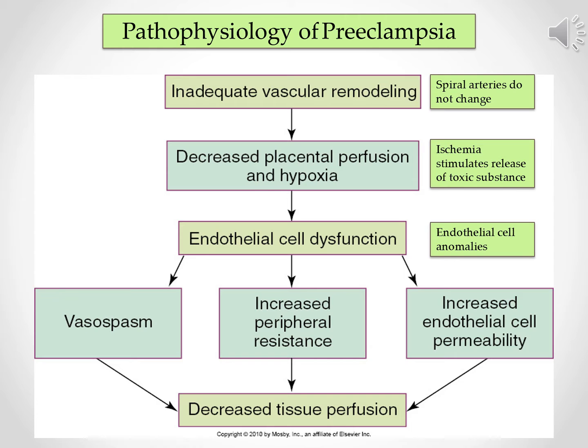The placental ischemia, resulting from the decreased perfusion, releases toxins, and those toxins will affect the endothelial cells, resulting in endothelial cell dysfunction. The result of the endothelial cell anomalies related to the toxins is going to be vasospasm, increased peripheral resistance, and increased cell permeability, all of which is going to lead to decreased tissue perfusion.